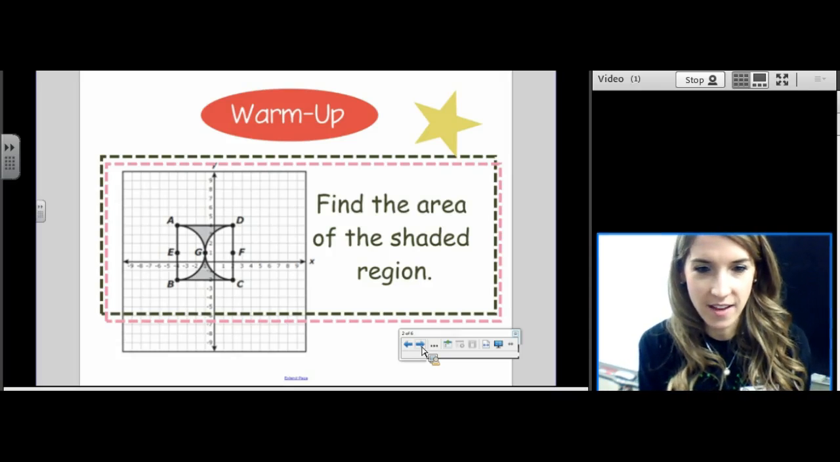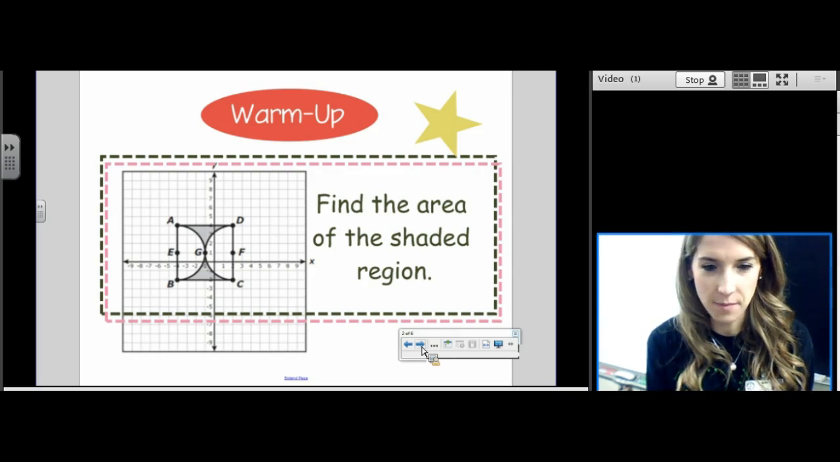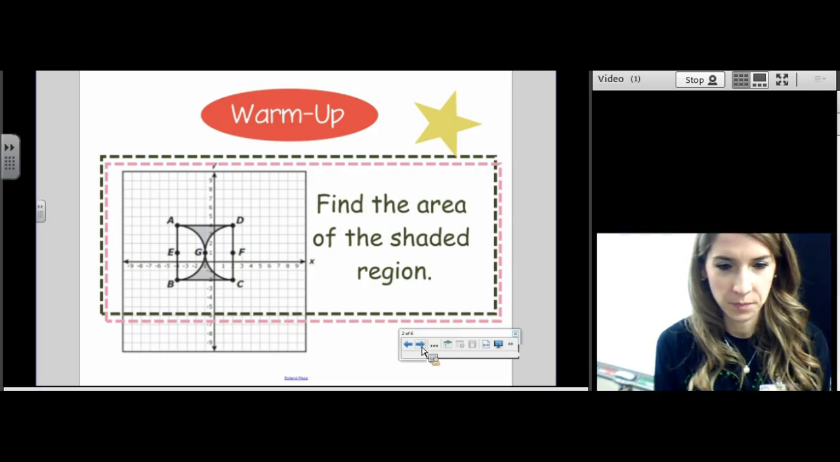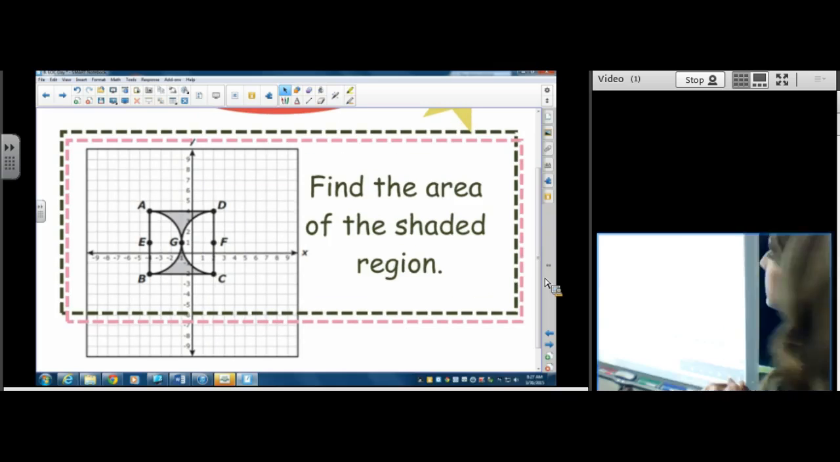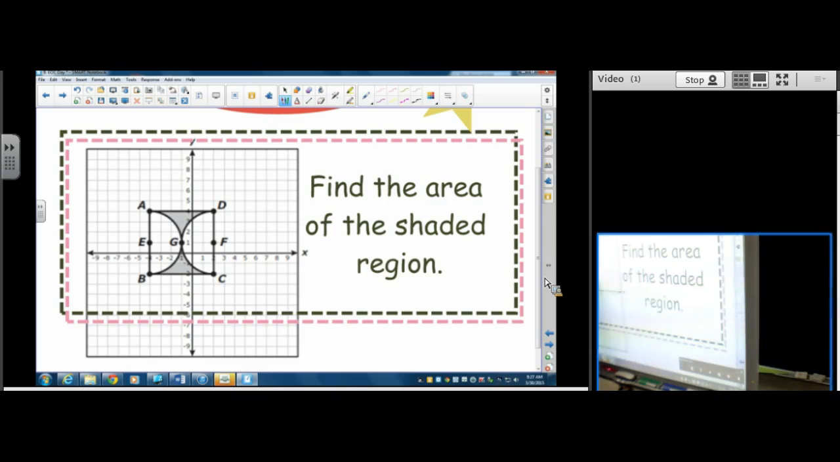Okay, let's find the area of this shaded region. What do we have here? Something minus something. What shapes do we have? So it looks like it is a square that is 6 by 6. And then it looks like it's a semicircle and a semicircle, which makes a whole circle.